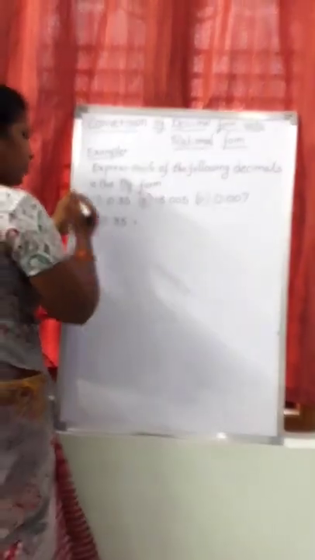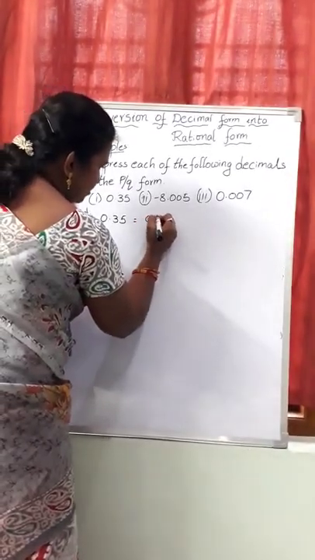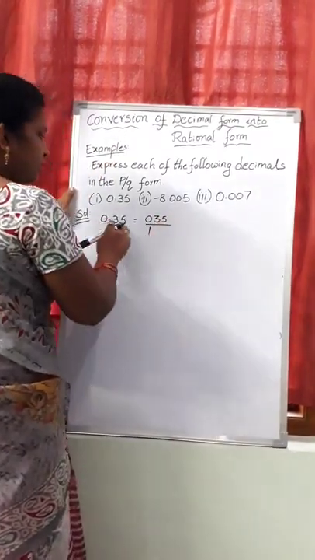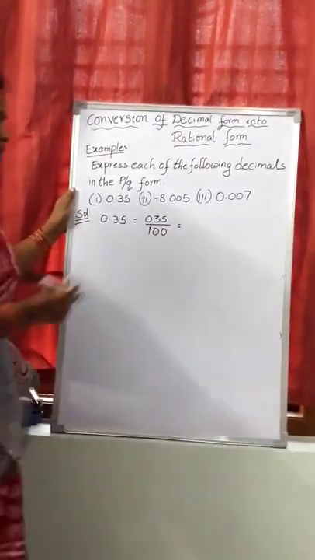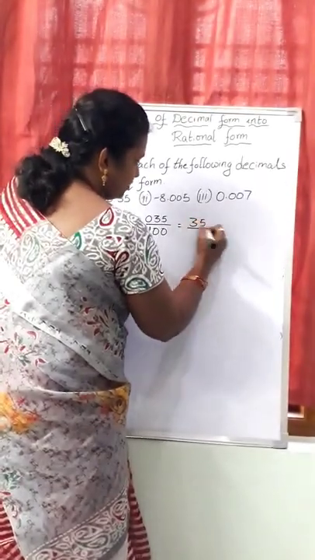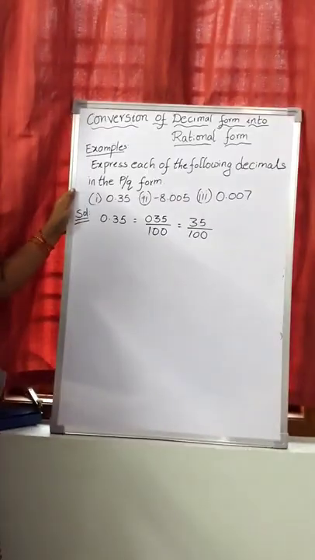So first of all we have to remove the decimal and write the number as it is, 035 by 1. Here in the decimal place how many digits are there? We are having 2 digits, so keep 2 zeros. So we know that at the leftmost place if you have 0 there is no value for that. So we can write directly it as 35 by 100. Now it is in the P by Q form.